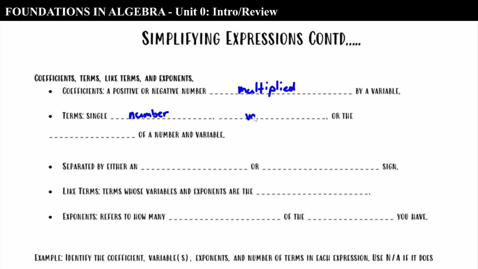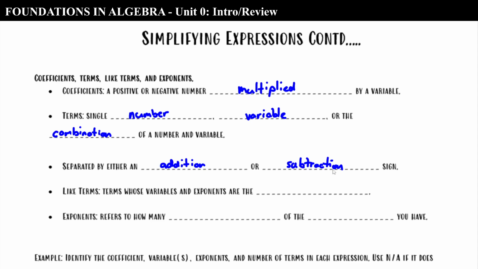variable, or the combination of a number and variable. And remember, a combination of a number and variable, such as 3x, we're saying 3 times x when we say 3x. All right. Terms are separated by either an addition or subtraction sign. And if you want to say plus or minus sign, that's perfectly fine.